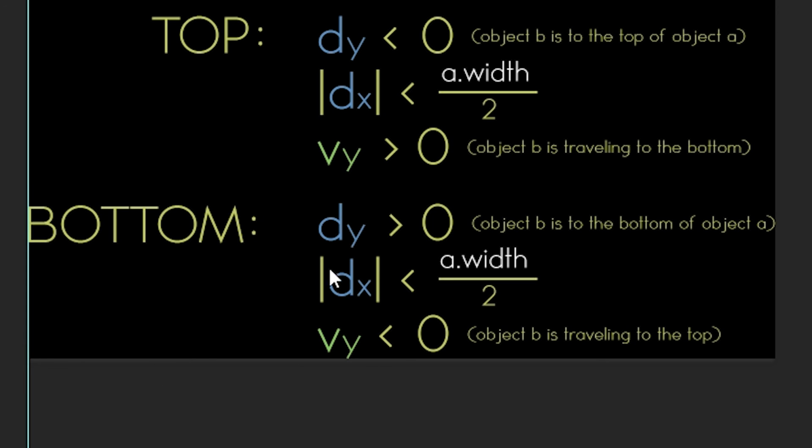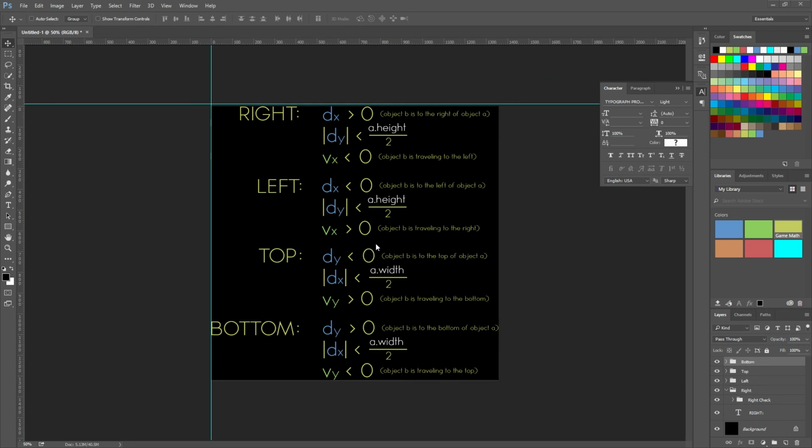And then the bottom side. If delta y is greater than 0, object B is to the bottom of object A. If the absolute value of delta x is less than A dot width divided by 2, and the y component of B's velocity is negative. That means object B is traveling to the top. I will provide this image as a download, and then hopefully that will give you a good idea of where to go.